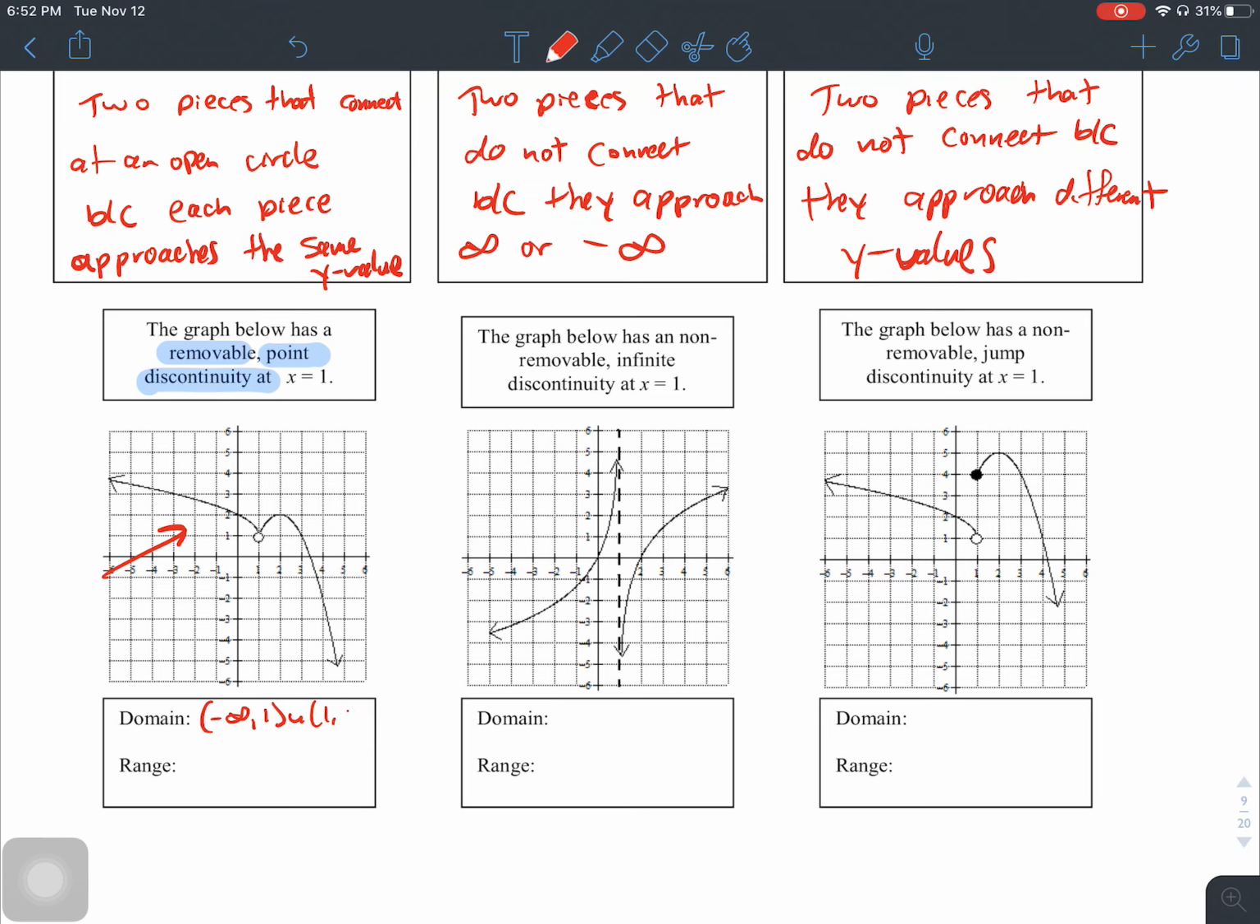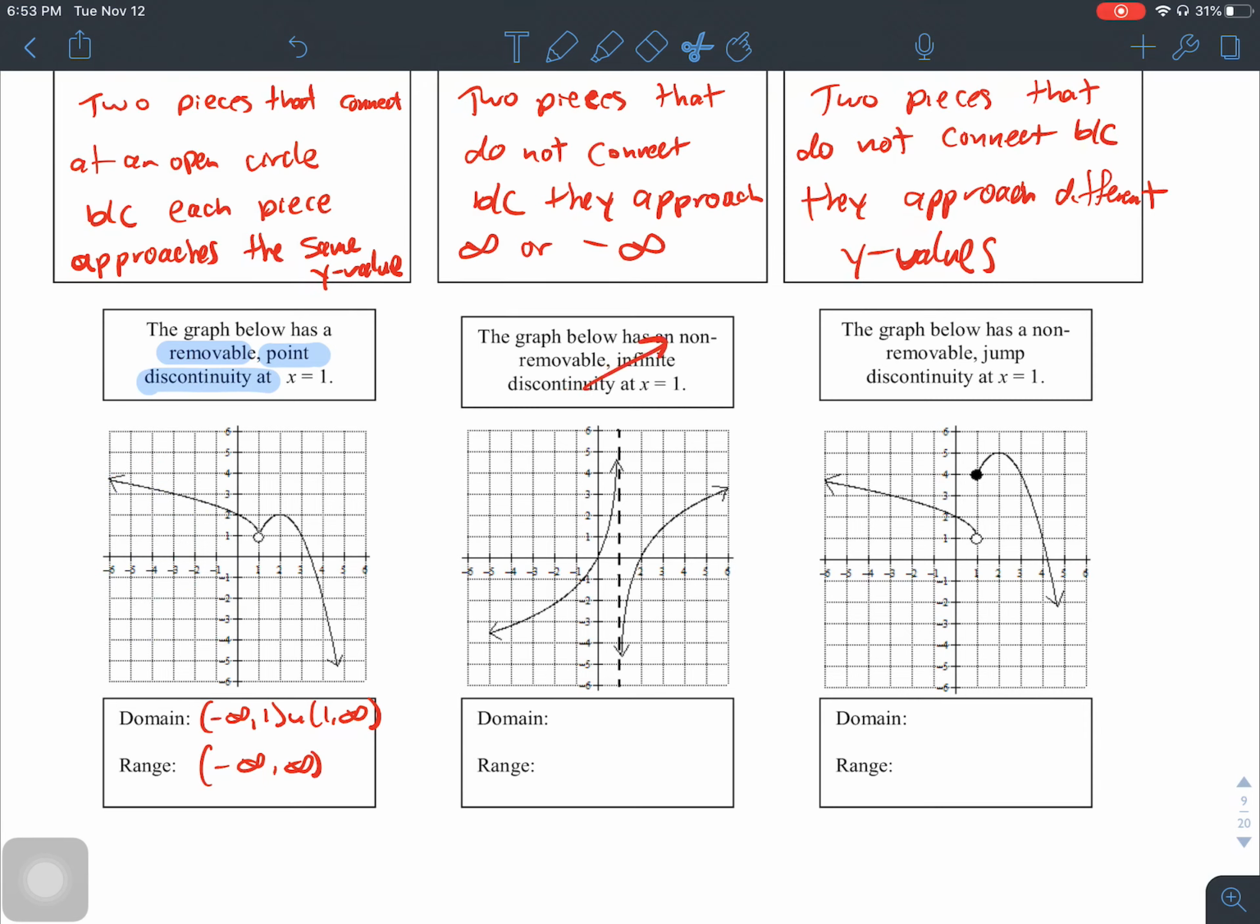What is the range? Well, the range starts at negative infinity and it goes up. It's true there's a hole here at 1, but there is a y value here of 1. Every y value is accounted for. So the range is negative infinity to positive infinity. It's not for every graph that has point discontinuity, but it is for this one.